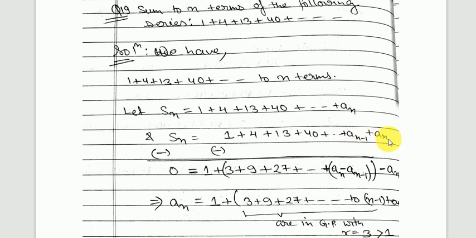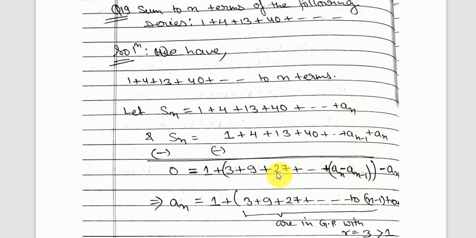Now what we'll do is subtract the second one from the first. Here we can see on the left hand side we have Sn, here also Sn, so Sn minus Sn will be 0. Then here we have 1, here we don't have anything, so simply copy 1 over here. Then 4 minus 1 will be 3, 13 minus 4 will be 9, 40 minus 13 will be 27, and so on, and then an minus a(n minus 1) will be this.